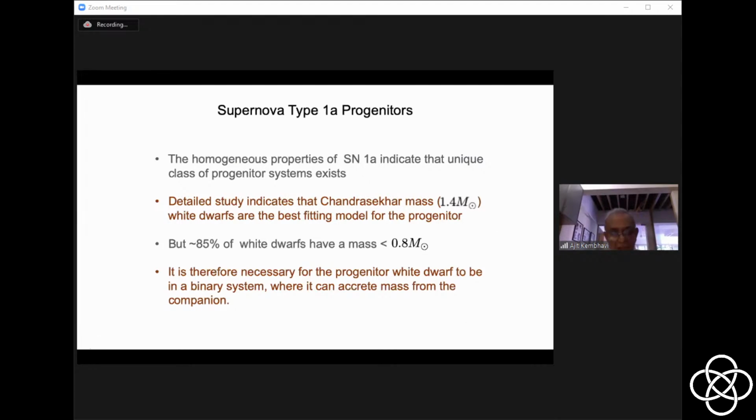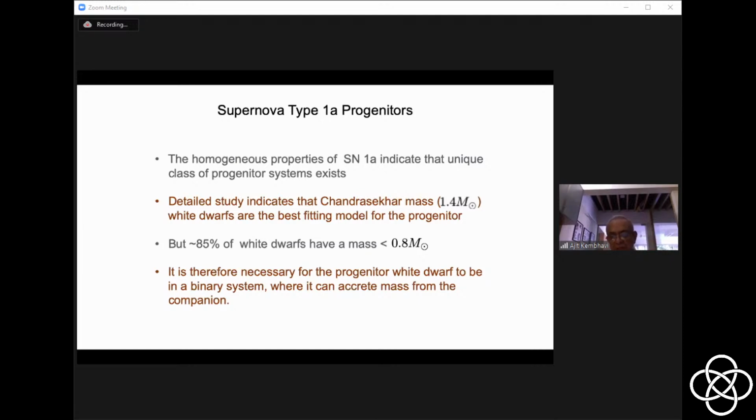The problem is that you have very, very few white dwarfs close to the Chandrasekhar limit. Because most white dwarfs, 85% of white dwarfs, have 0.8 solar masses. So then, where will this kind of an object accrete matter? How can it do that, so that it goes close to the Chandrasekhar limit? One way of that would be a binary system. Right?